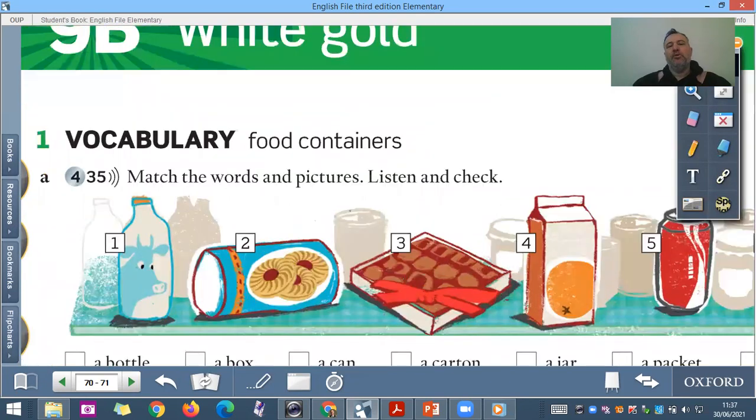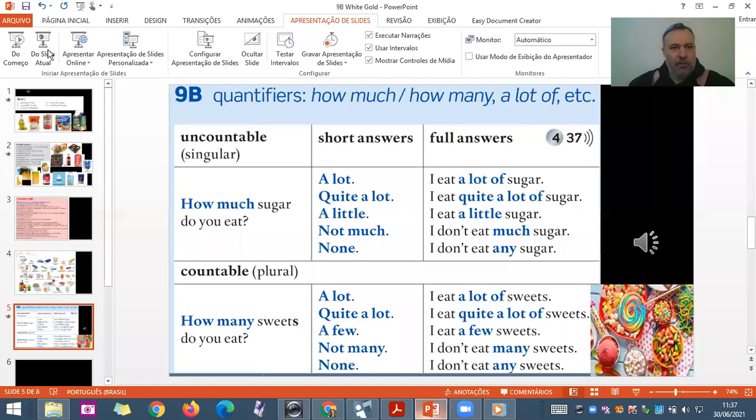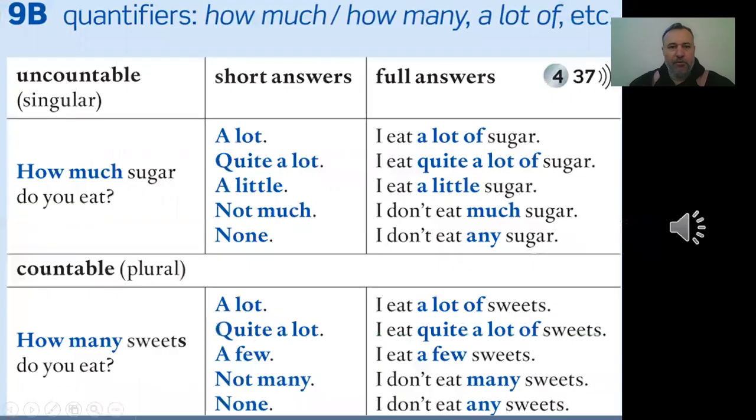Now I want you to practice the quantifiers, saying these words all the time. Remember how to use them, using all these expressions here when you talk about food. Yeah, a lot, quite a lot, a little, not much, and none for uncountable, and a lot, quite a lot, a few, not many, and none for countable. So I don't want to confuse you, but look, the difference here is basically in a few and a little, when you can count them and when you cannot count them.